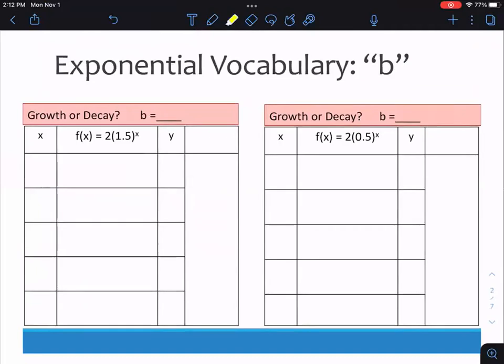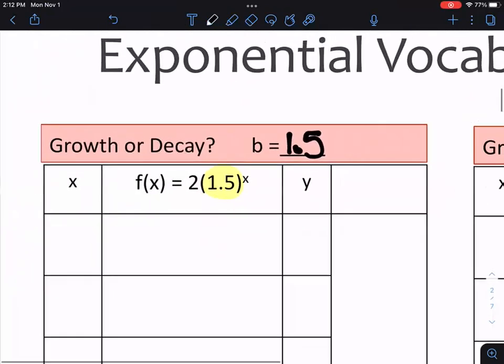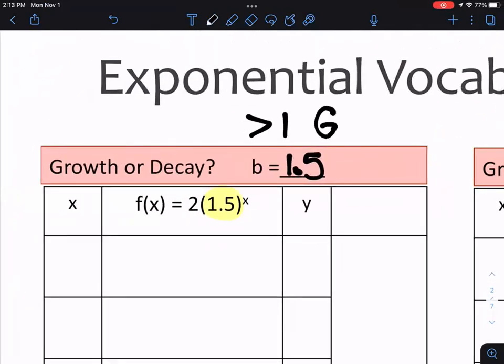So the next slide, we're going to look at the b values to determine growth or decay. On the question on the left-hand side, here is my b value. I need to decide if that's greater than 1 or less than 1. So b is 1.5. Since b is 1.5, I know that that's greater than 1. So it's growth. That means the graph should look like this.